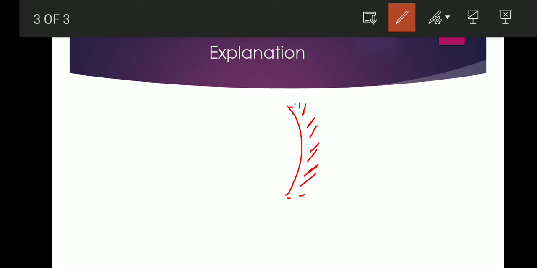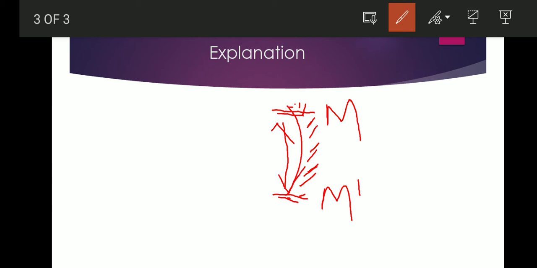But here in case of concave mirror, see the reflecting surface, the width of the reflecting surface. Let's say this is M, and here we have M dash. Okay, the width of the reflecting surface is called aperture.